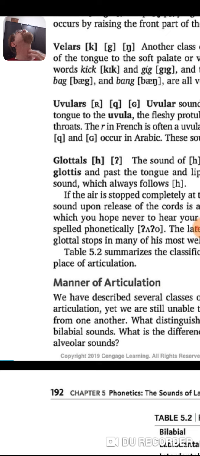In the glottis. Here, there is a gate. There is a door. You open, suddenly you close, suddenly you open it. And the air goes out like this. Okay? Found in Arabic? Yes.